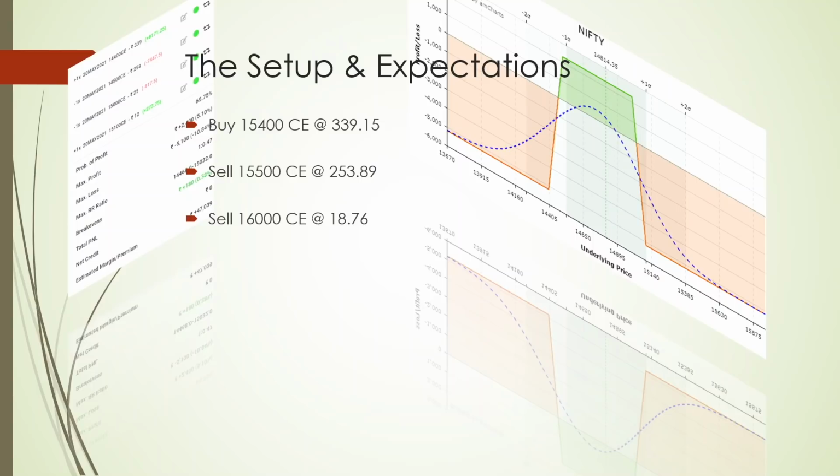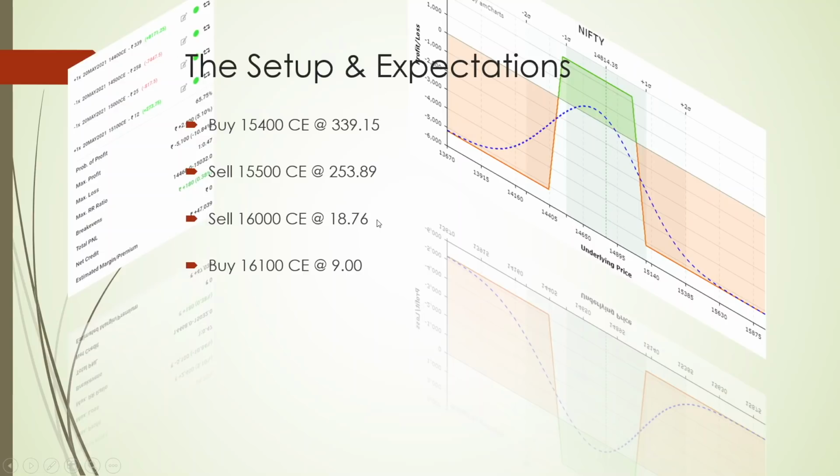Then we went and sold the 16,000 call option and we collected a premium of 18.76. So this is the first leg of the bear call spread. And to hedge that sell, we bought 16,100 CE for 9 rupees. So here if you see what we collected, the net credit is 9.76. We got 18.76 and then we paid out 9 rupees. So the net credit is 9.76. This is what we collected.